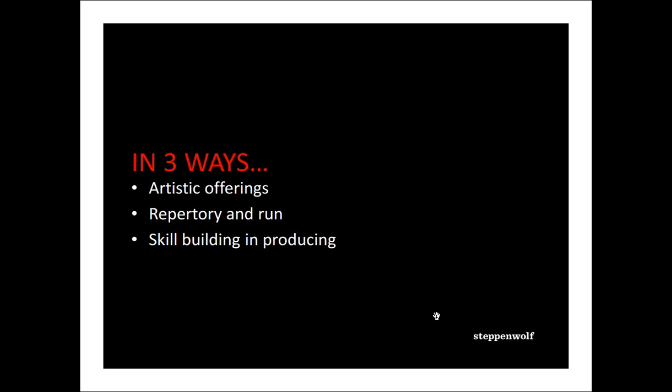So in that space, as I said, we changed what we made. We went out with an invitation to young artists to really try to figure out what they wanted to make. And so our artistic offerings changed. The way that we presented them changed. We mostly produced in rotating repertory, and we mostly produced for fairly long runs. And we also learned from those artists that they were interested in Steppenwolf helping them gain skills in producing. And so those are 3 ways that our programming changed as a result of that early research.